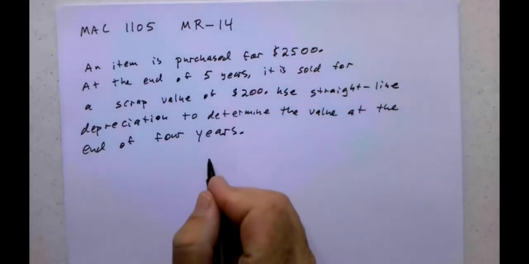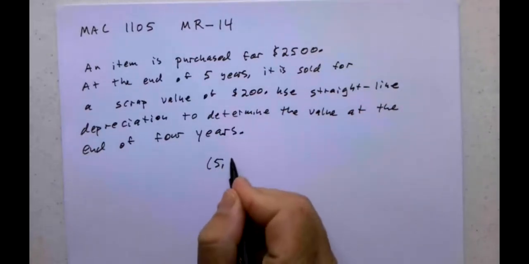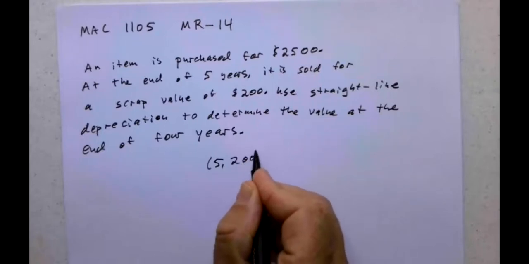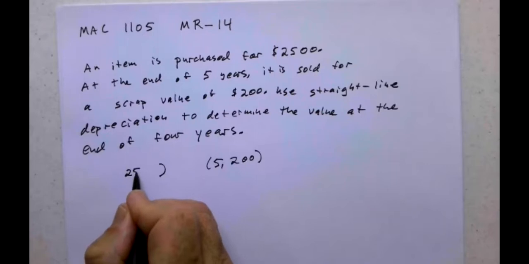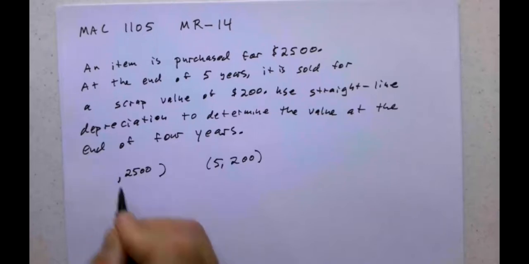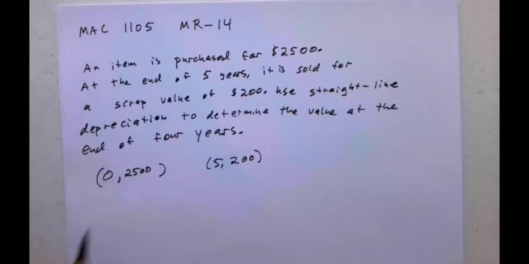So at the end of 5 years, its value is $200. Originally, its value is $2,500. Originally, what is the x value? How much time has passed when we purchase it? It's 0. So at time 0, when we initially purchase this item, it has a value of $2,500. When we sell it at the end of 5 years, it has a value of only $200. So those are the 2 points we need.